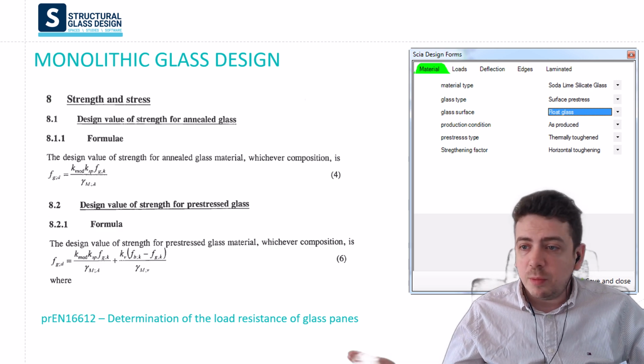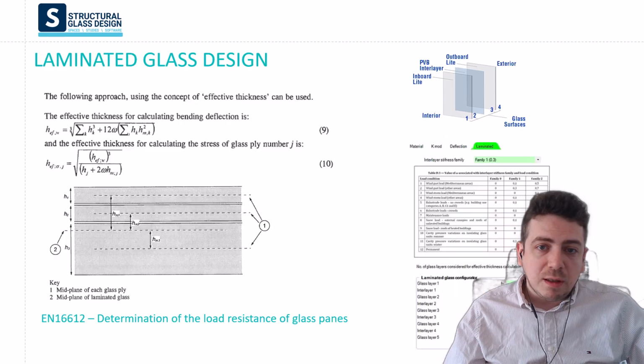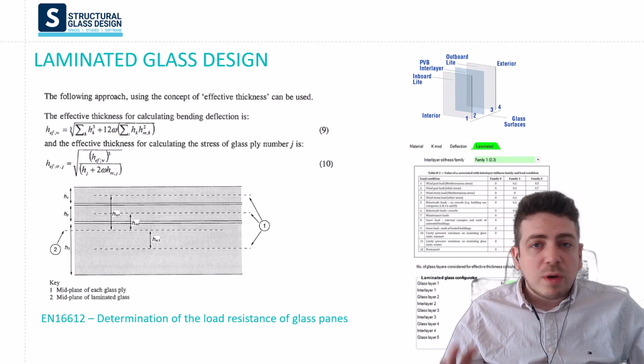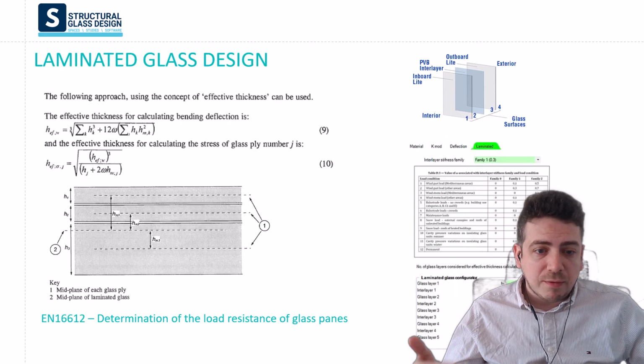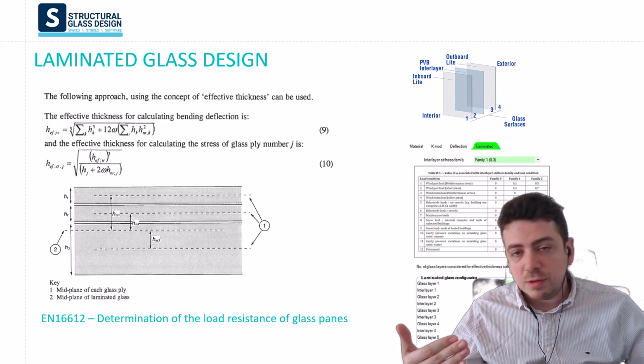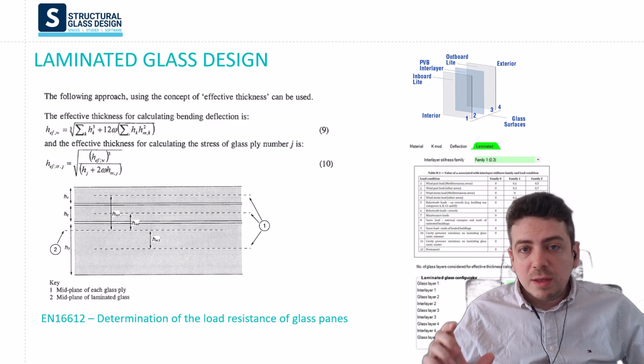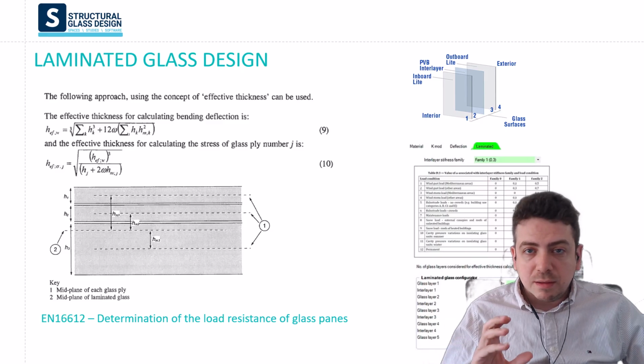We need to specify whether it's surface pre-stressed or just annealed glass. And also regarding the laminated, it has a converter. It calculates the equivalent thickness for stress and for deflections, so that in SCIA we take into account the correct thickness to have the correct stress distribution and make the check accordingly for stress.